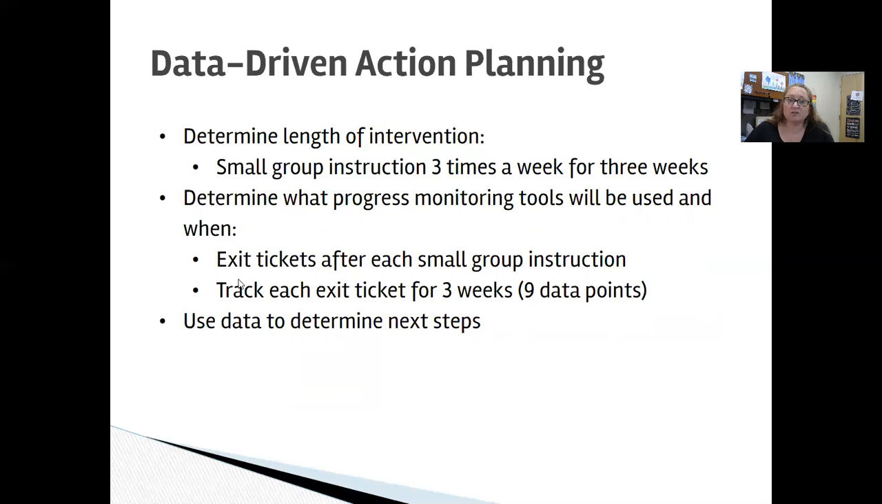Progress monitoring tools, exit tickets after every single small group instruction, which you'd probably be doing anyway, and then track each exit ticket for those 3 weeks. So you'd end up with 9 data points. That's a lot to make a judgment then, right? Then you're going to use that data to determine next steps.